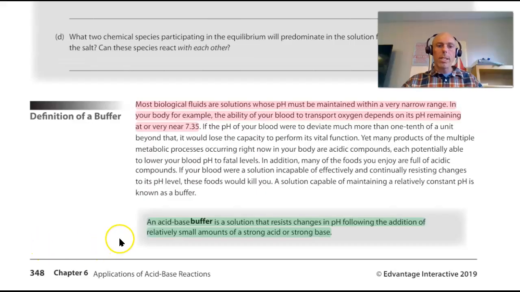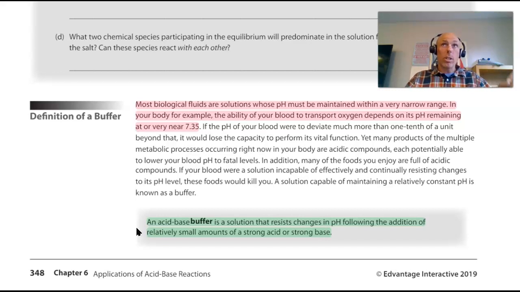First thing I'm going to do is define for you what a buffer system is. And we're looking at this statement here in green. It says an acid-base buffer is a solution that resists changes in pH following the addition of a relatively small amount of a strong acid or a strong base. Shortly, we will learn what the components of a buffer are and how they work. But for now, know that it's a solution that resists pH changes when a small amount of a strong acid or strong base is added.